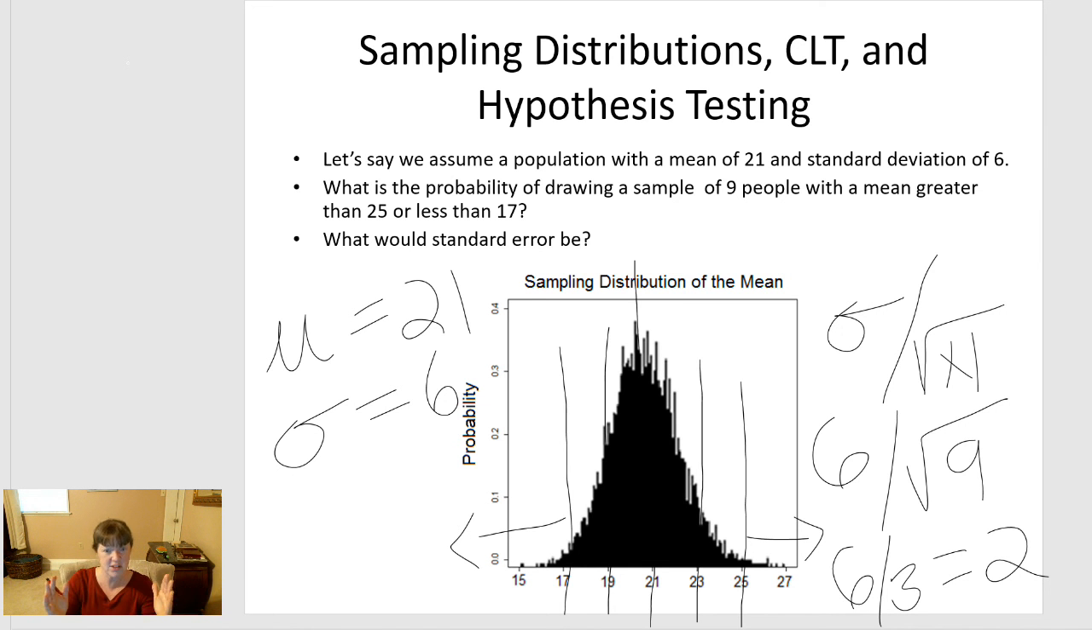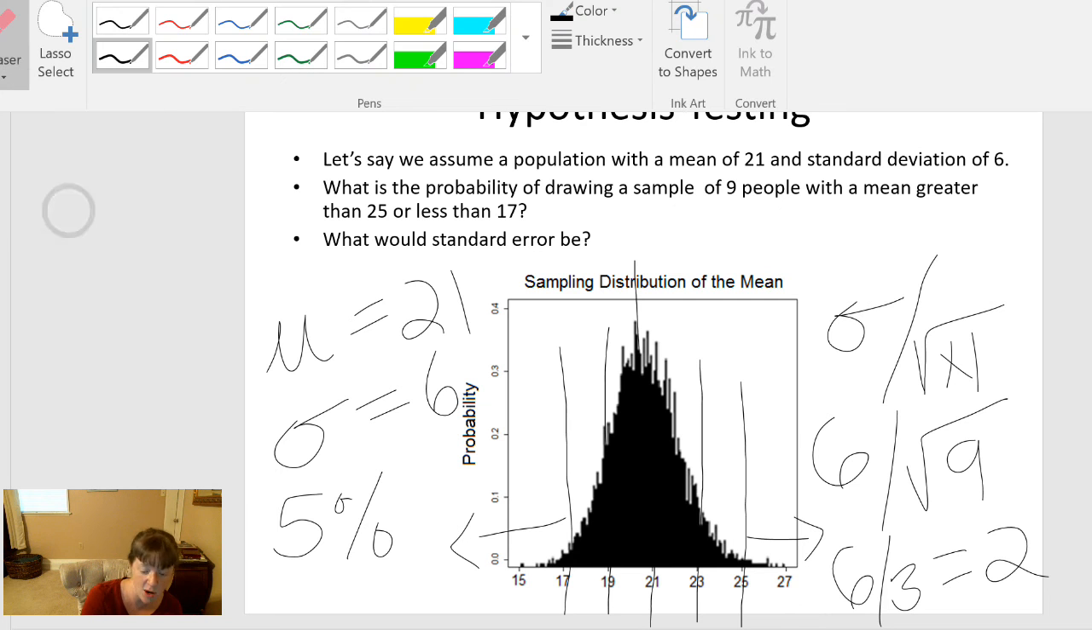Well, if the middle is 95, I guess that leaves 5% left over. 5% would be in those tails, right? Turn that into a probability. If the whole thing is 100% and 95% would be between 25 and 17, that leaves 5% left over. But a probability is always a proportion.